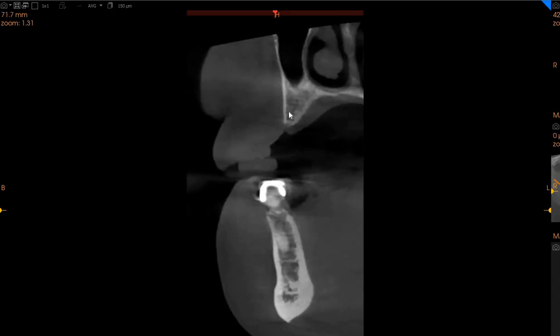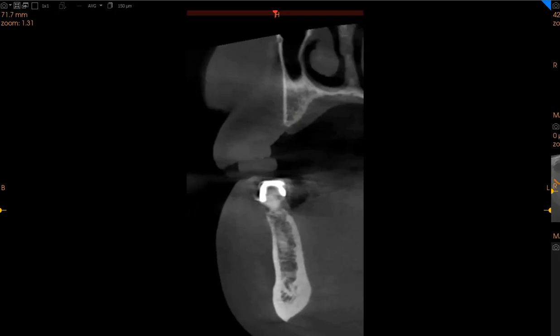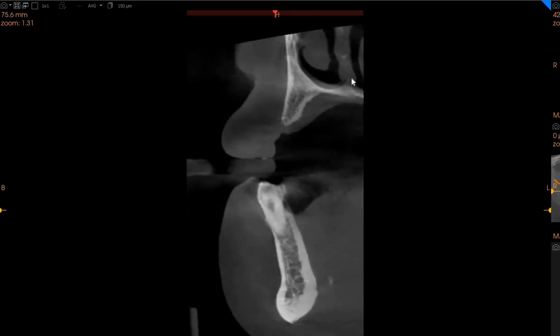Moving to the region of the 4, we've got an approximate ridge width of 4 millimeters and a height of 9 millimeters. Then we move towards the canine region right here. Again, very thin ridge, not very significant. 4 millimeters of width with just 11 millimeters of height.